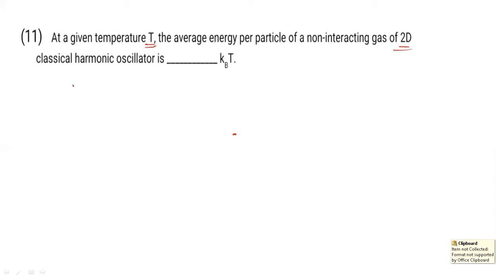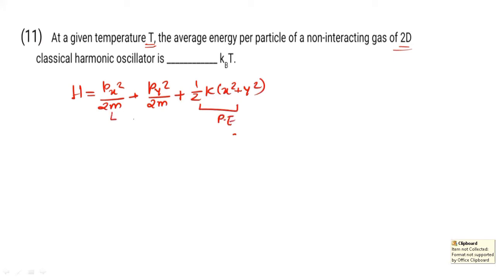So firstly let us write the total energy for a two-dimensional harmonic oscillator. This is Px square by 2m plus Py square by 2m. This is the kinetic energy, plus half k times x square plus y square. This is the potential energy, and this is the kinetic energy term, right? And this is for two dimensions. Now we know that the energy associated with one quadratic term is kT by 2.